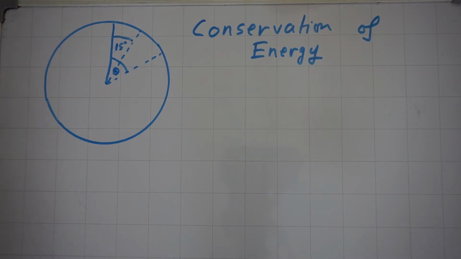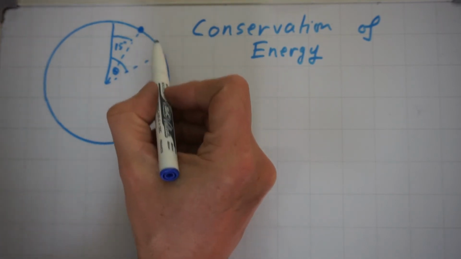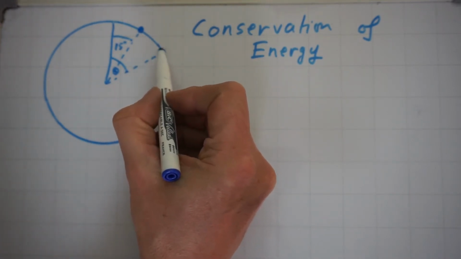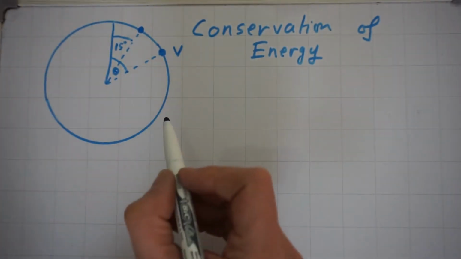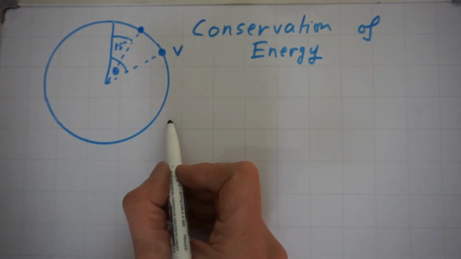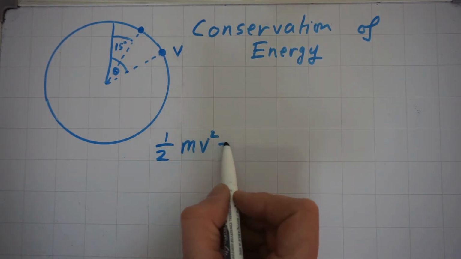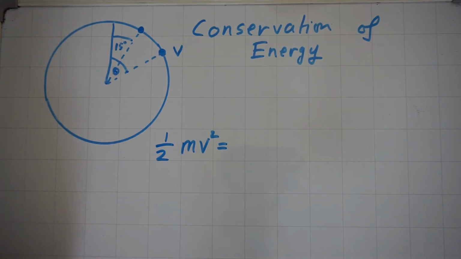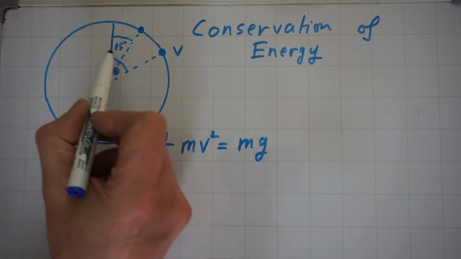I'm going to start by using the principle of conservation of energy. The coin starts here where the speed will be 0 and it leaves at this point with a speed v. So at this point we have 0 kinetic energy, and here we will have a half mv squared. That will be equal to the potential energy lost, which will be mg times the change in height.